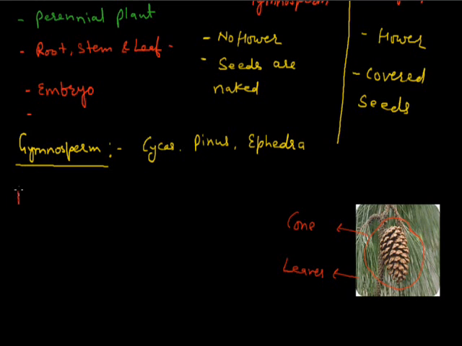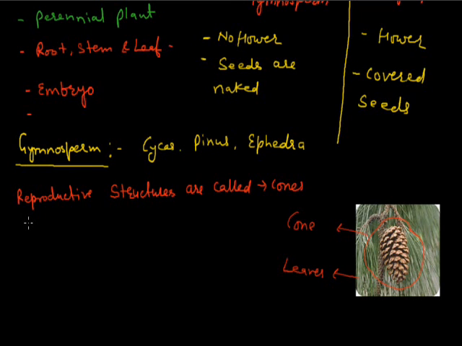In the case of gymnosperm, flowers are absent, so the reproductive structures are called cones. Male and female cones are differentiated here. So plants may be unisexual or bisexual.